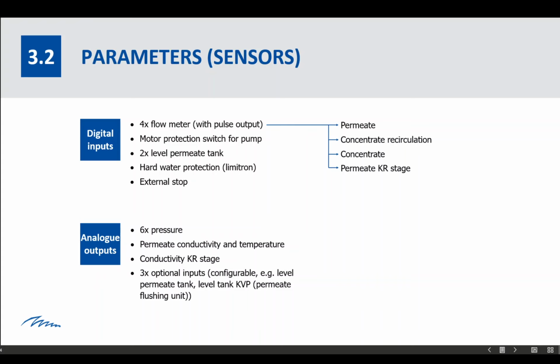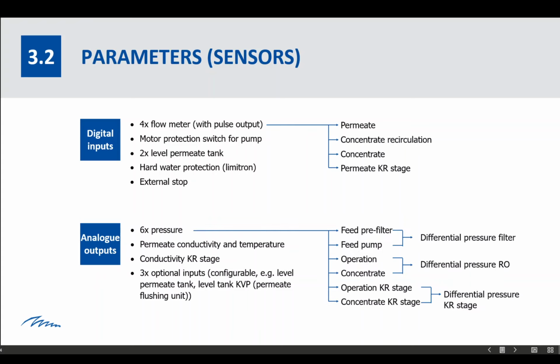So the flow meters are permeate, concentrate, recirculation, concentrate, and permeate of the KR stage. The pressures are feed of the pre-filter, feed of the pump, operation and concentrate pressures, operation of the KR stage, and concentrate pressure of the KR stage. And there's something new, as you can see. On those parameters, we have differential pressure values to tell us if we need to exchange the filter, for example, or if our reverse osmosis is blocking from scaling or else.